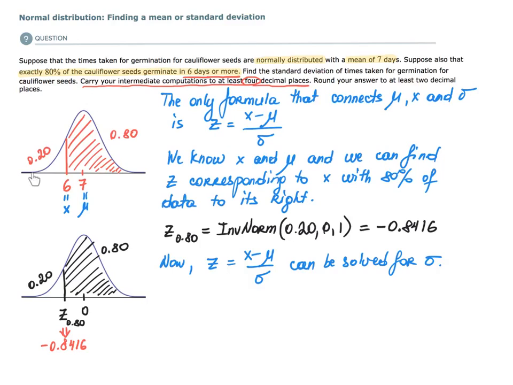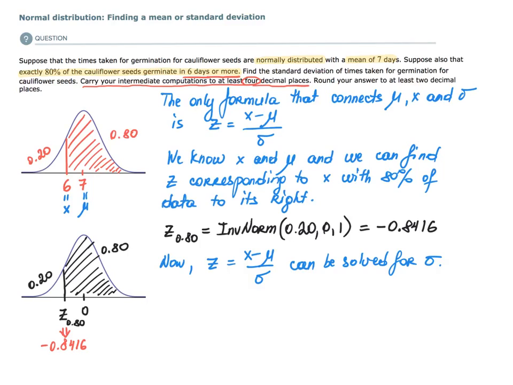Please notice I have a normally distributed curve centered at 7 days, that's my mean, and 6 days or more. I shade this region and I identify that this area is 80% or 0.80. Therefore, I also know that the remaining area is 20%. That is a visual representation of the given information.